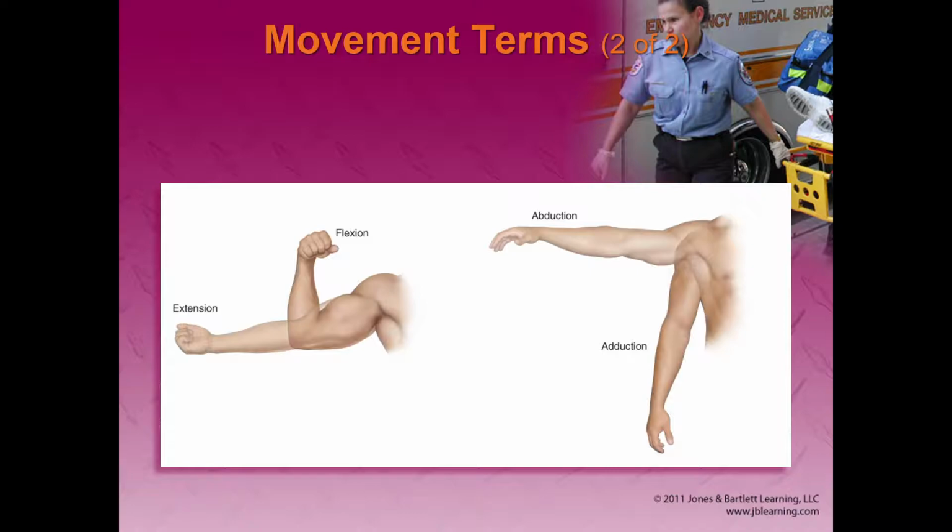Some more representations here in pictures. Flexion is pretty easy. Flexing your muscles, you tend to shorten that muscle, which shortens the joint, reduces the angle. Extension is the opposite. Adduction is toward the body. Abduction is up away.